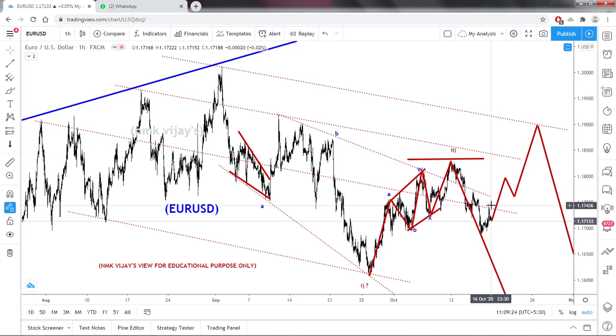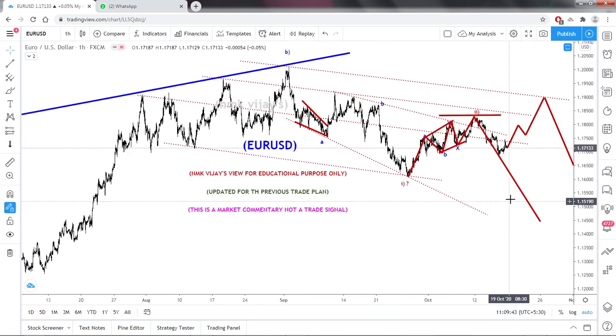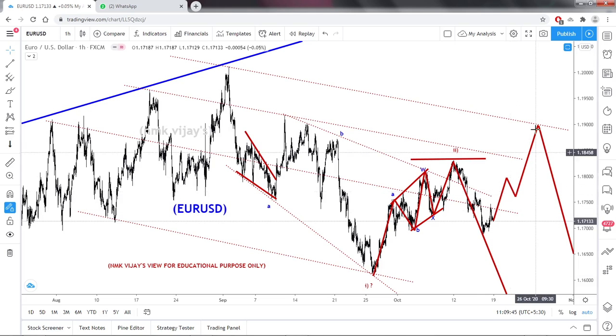So in that case, what will happen? This is a bigger correction. So this ABC is a B, and again ABC can be C. So this is a W, X, and ABC can finish like that also. So one simple correction has ended. It may get complicated or may not, but we have to expect this.